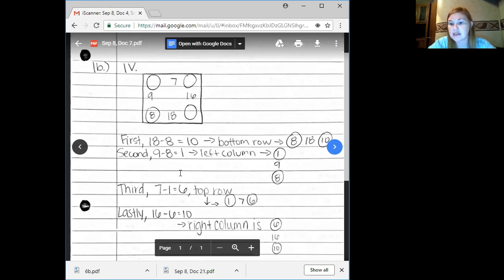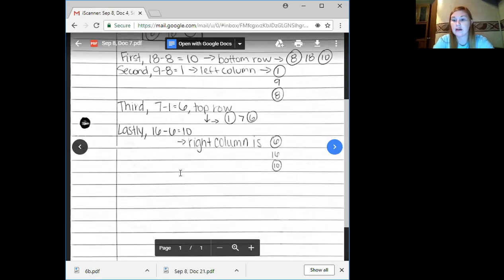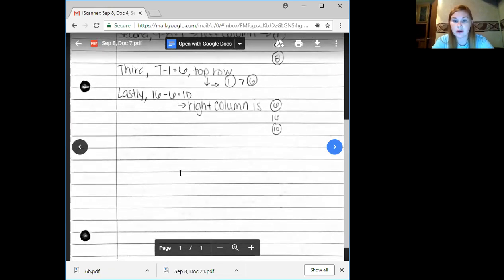Second would be 9 minus 8 is 1 for our left column, and so on until we completed it. As you see here, these are all of the answers for each row.